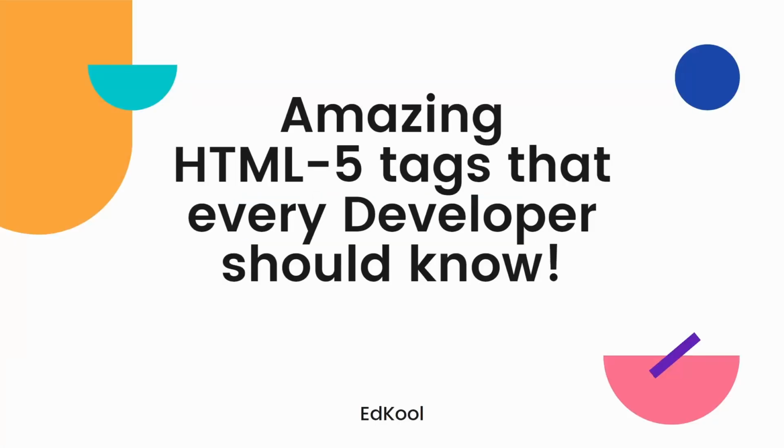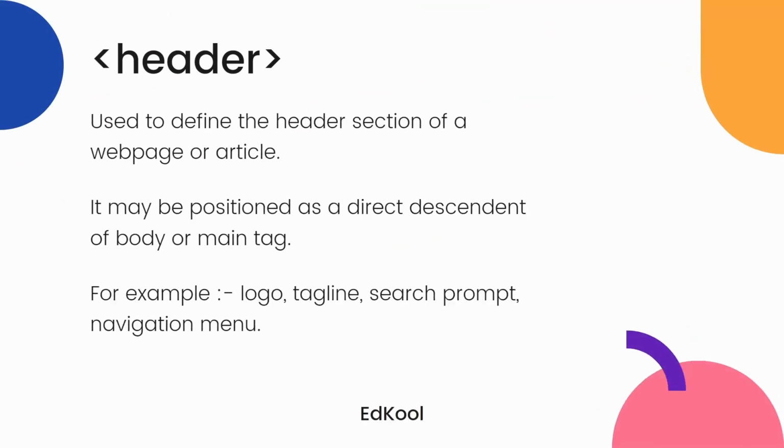Hello and good evening. Today we are going to discuss amazing HTML5 tags that every developer should know. Our first tag is the header tag. It is used to define the header section of a web page or an article. It may be positioned as a direct descendant of the body or main tag. Its examples are logo, tagline, search prompt, navigation menu.